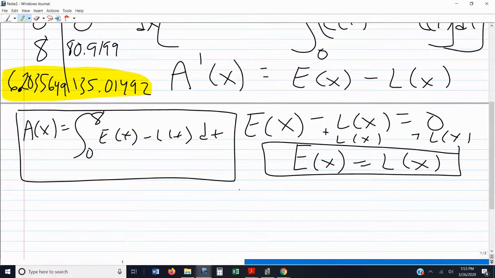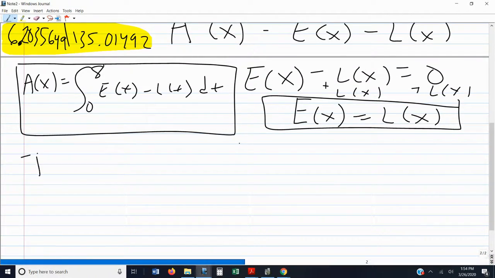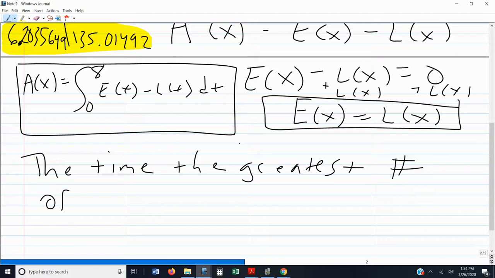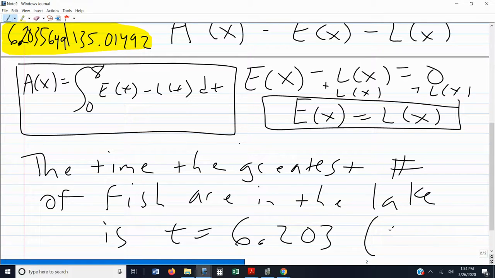So I would finish with a sentence. At what time is the greatest number of fish in the lake? So the question is actually just looking for the time. So we can say the time the greatest number of fish are in the lake is t equals, and you have to go to 3 decimal places here. So 6.203, 6.204 would also be okay if you're rounding. The first one is truncated.